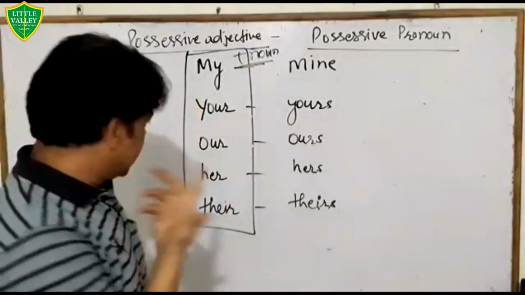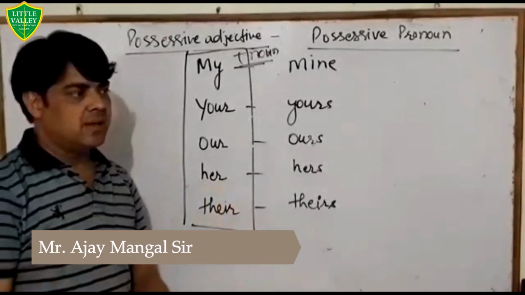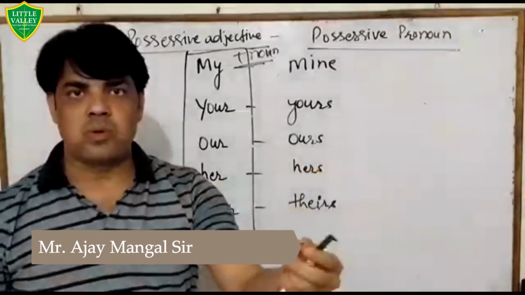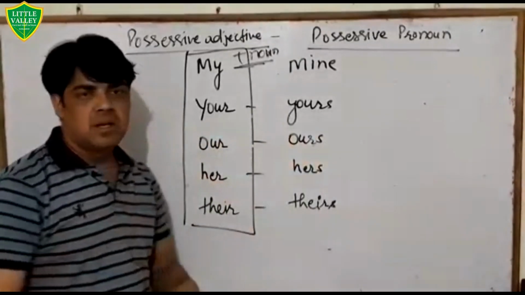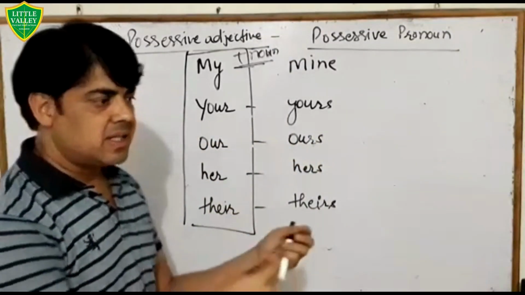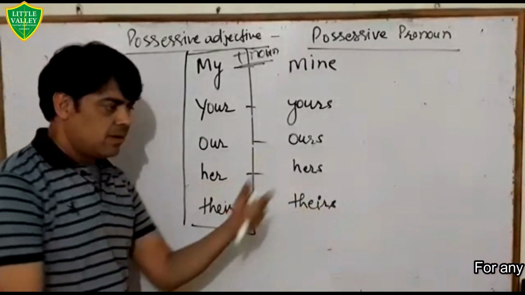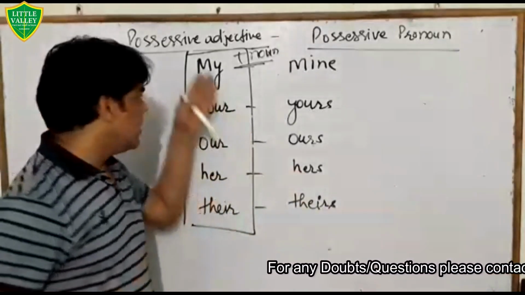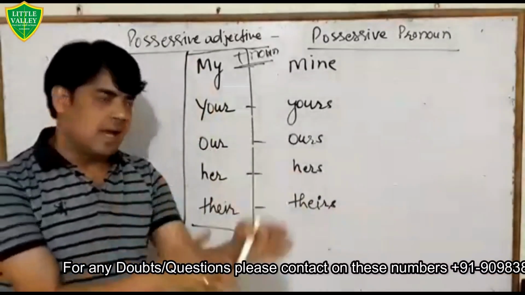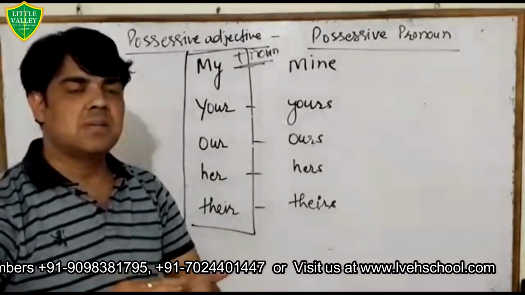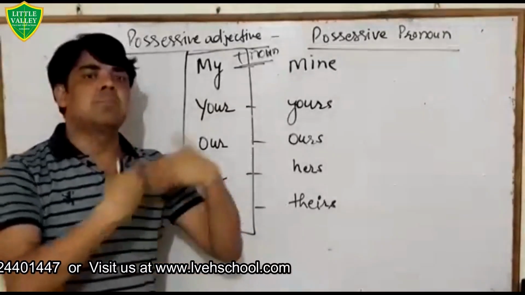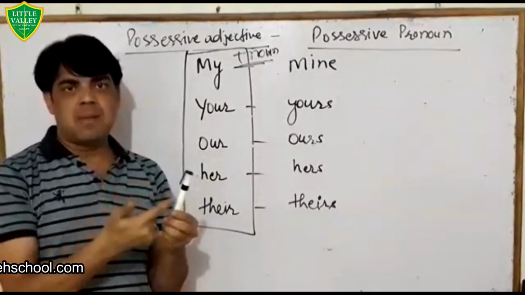We say this is your pen, this is your book. What is your father? Your plus noun. Our: India is our country. This is our school. Her and their, all of them are used with a noun. They are also possessive. What is the meaning of possessive? Possessive means if we have something. I have this pen, so this is my pen.